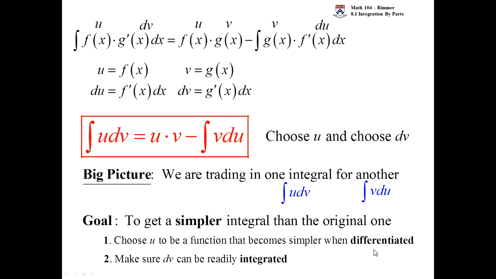Lastly, let's discuss a tool that will help you figure out what to choose u to be. It's a mnemonic. It's a hierarchy at first here. Part of it's a hierarchy, and it's going to help you figure out what to choose u to be. First on the list, logarithmic functions. If there are any logarithmic functions in the integral that you're thinking about doing with integration by parts, you must let u be that logarithmic function.